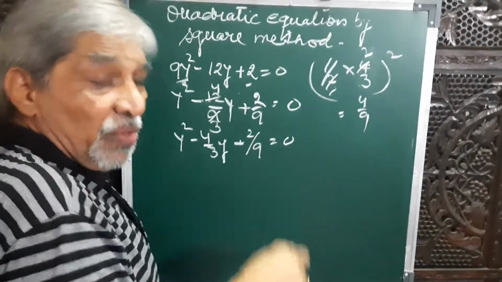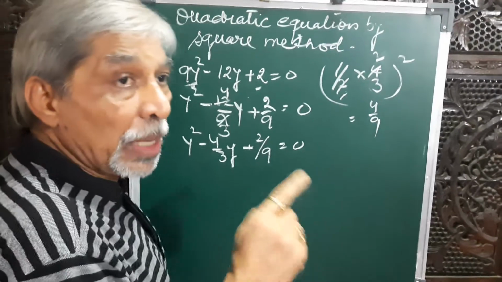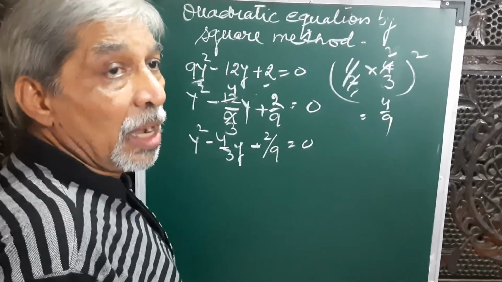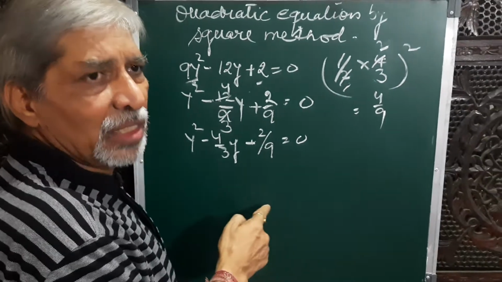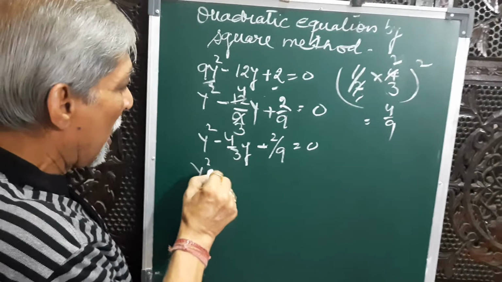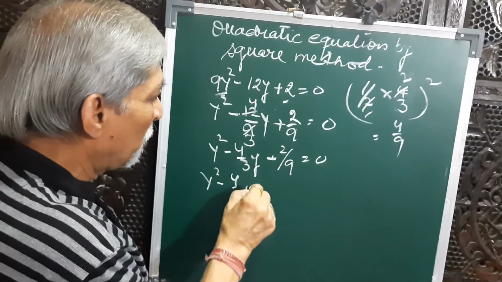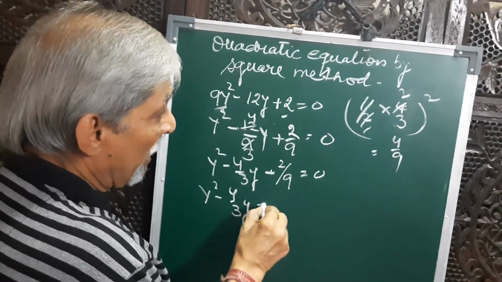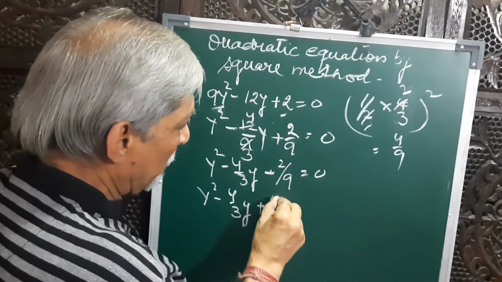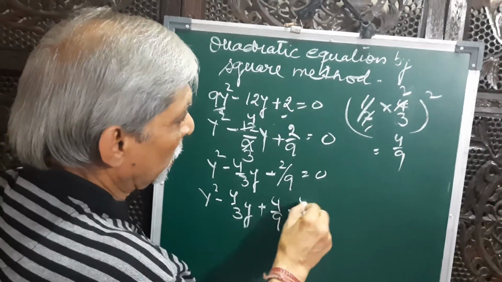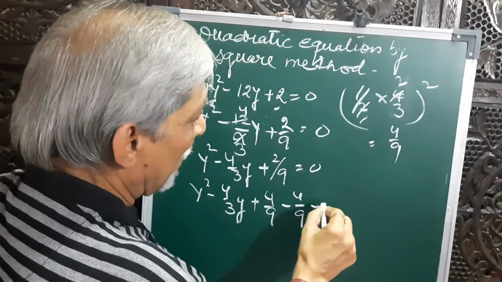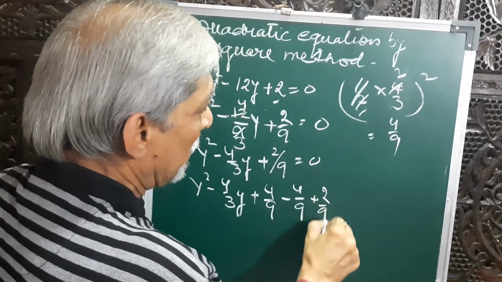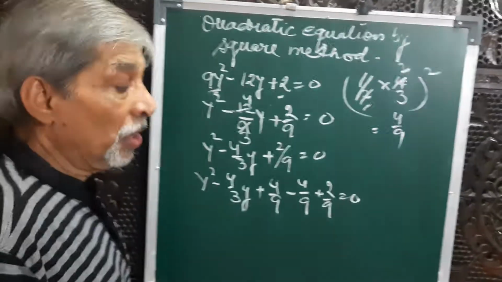As you are adding 4 upon 9, you have to subtract 4 upon 9 also, otherwise the equation will change. The rule says if you are adding something, you have to subtract that. So this becomes y squared minus 4 upon 3y plus 4 upon 9 minus 4 upon 9 plus 2 upon 9 is equal to 0.